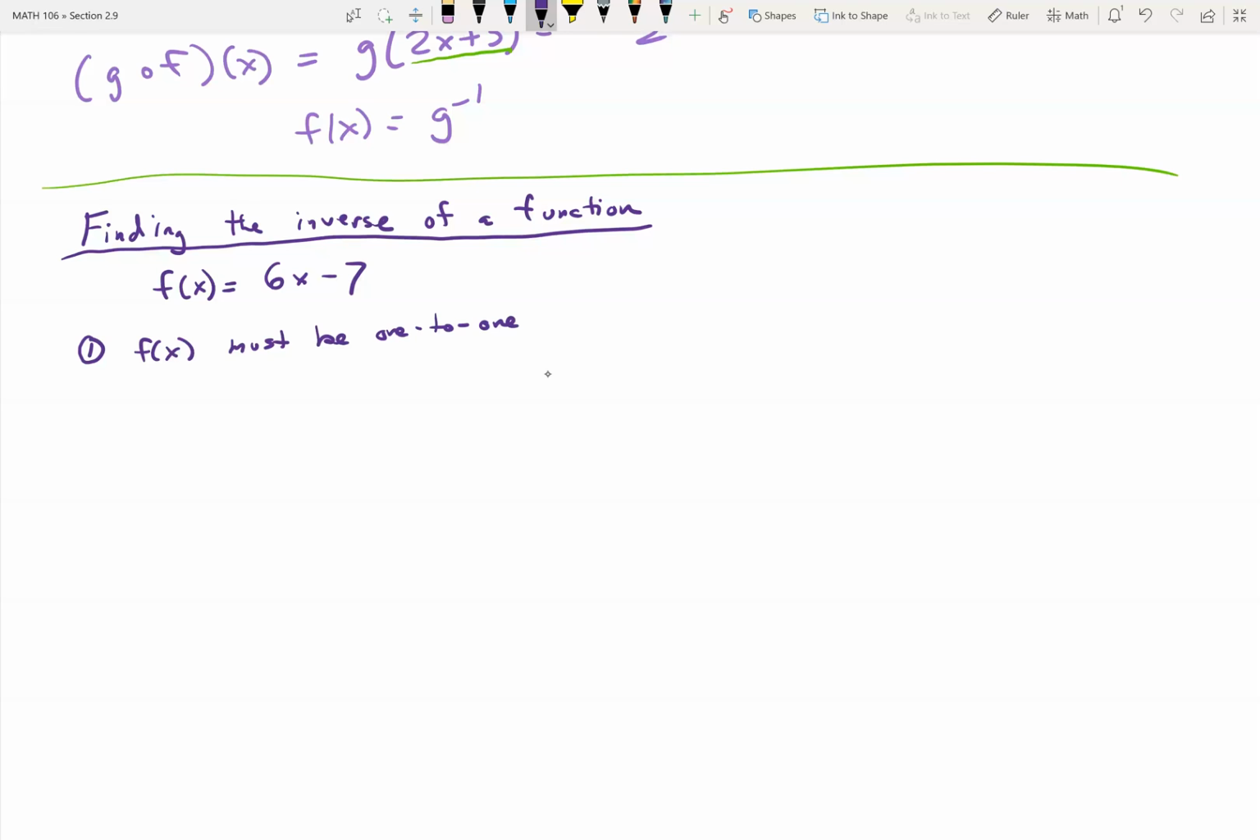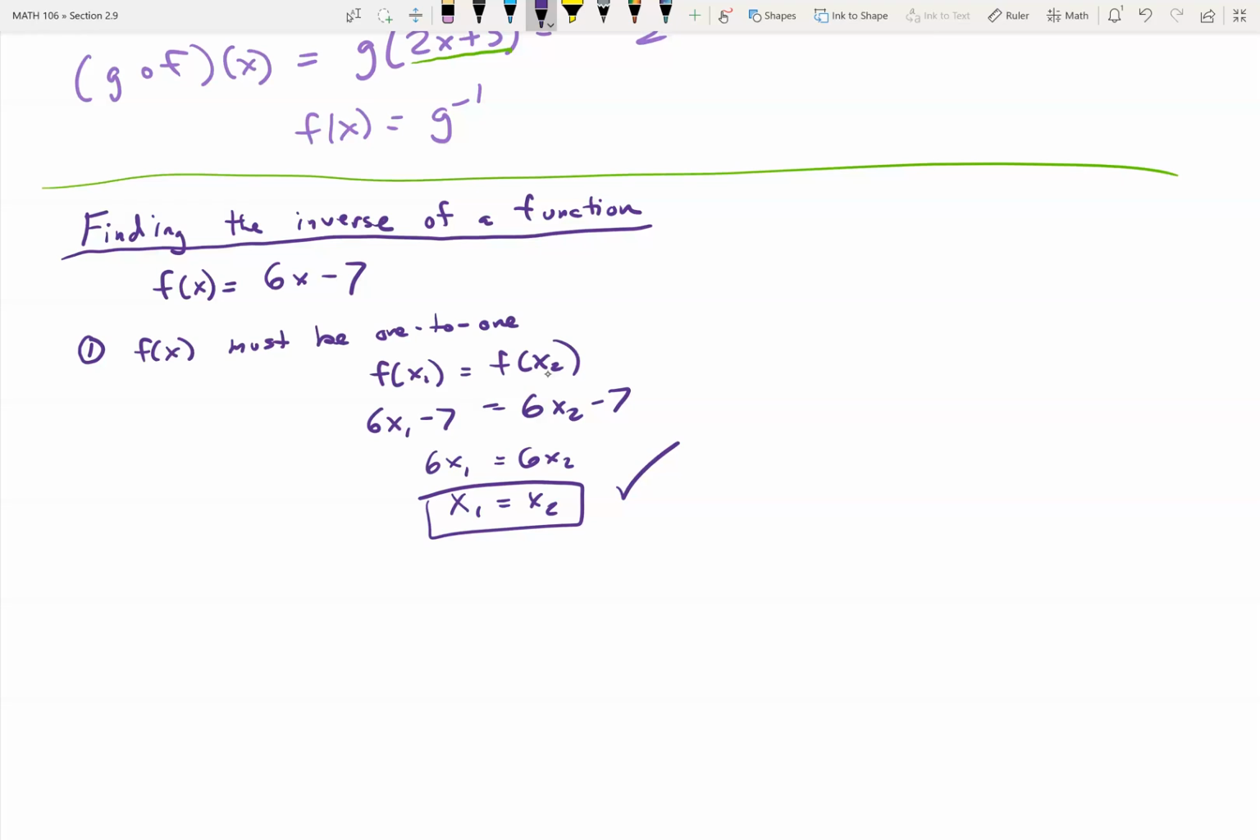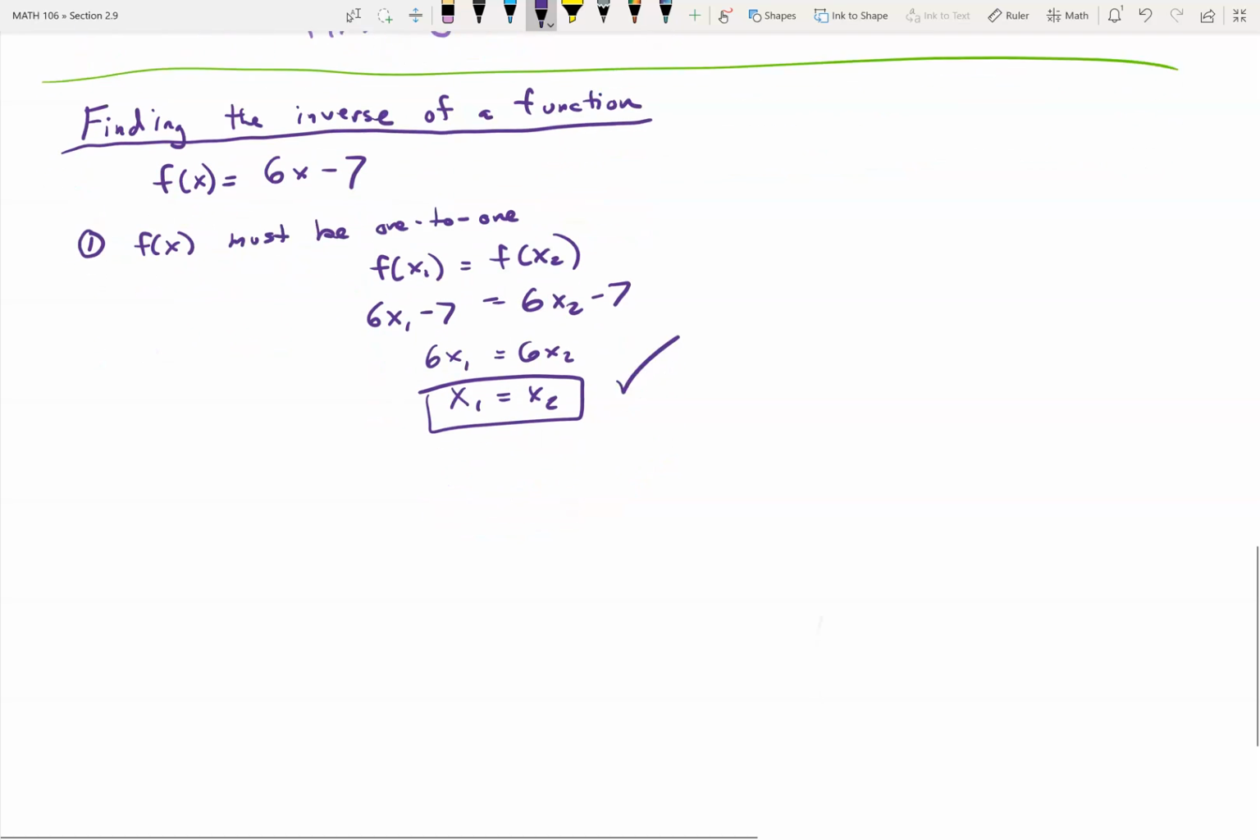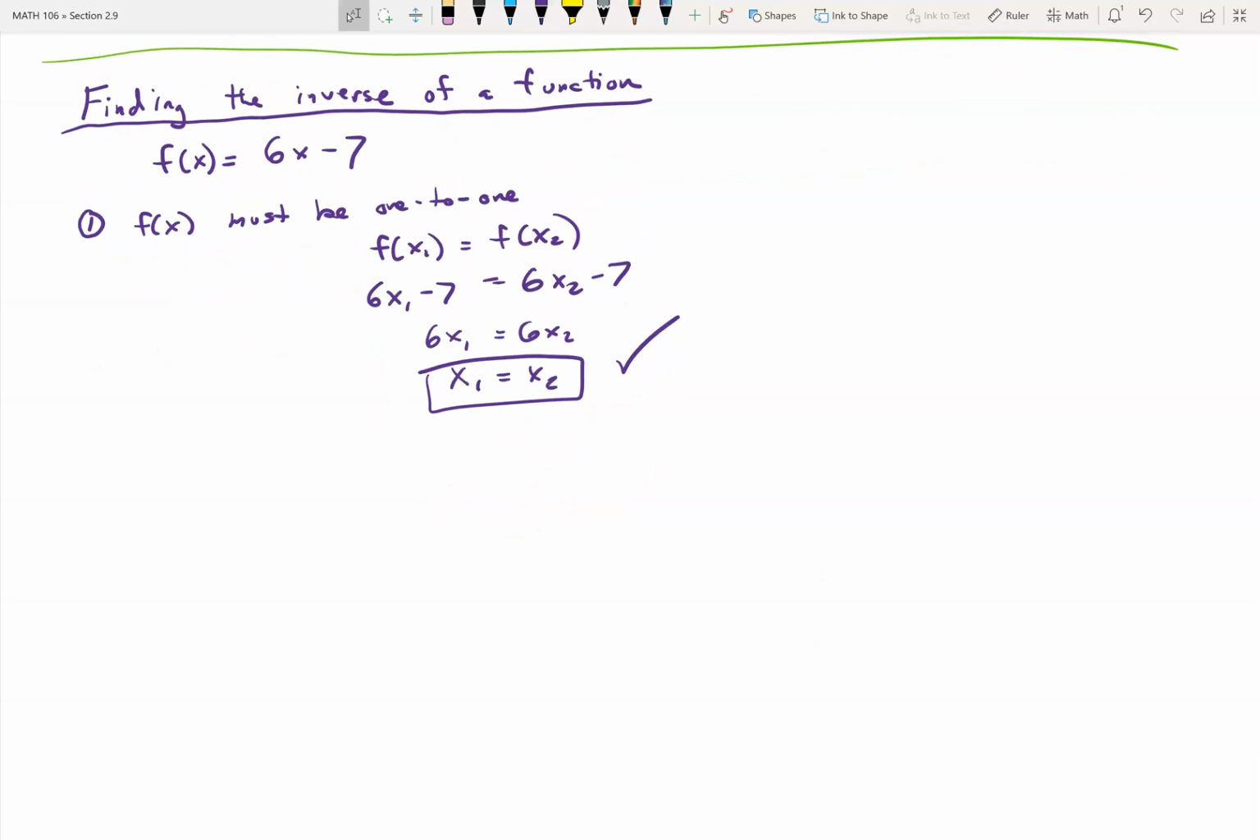Just as another review of the process, we're going to do f of x1 equals f of x2. Plug that in. 6x1 minus 7 equals 6x2 minus 7. The 7's will cancel out. And then we get x1 equals x2 after we divide by 6. All right, so this result means f of x is one-to-one. So we're good to go to continue with the process. If you're ever asked to find the inverse of a function, and you find it's not one-to-one, you can't find the inverse.